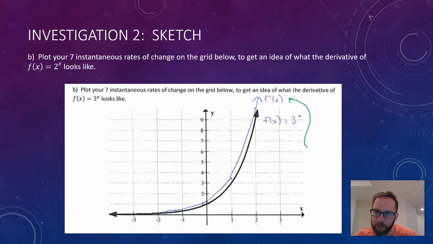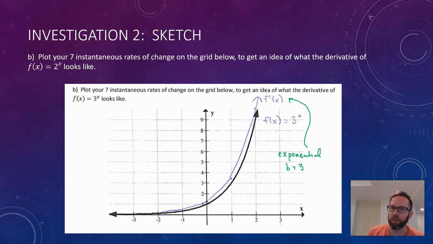The derivative of 3 to the power of x, we don't know exactly what its equation is, but it is exponential. We can see that. But this time, the derivative values are higher than the curve. So whatever this derivative is, the base of that derivative will be more than 3.